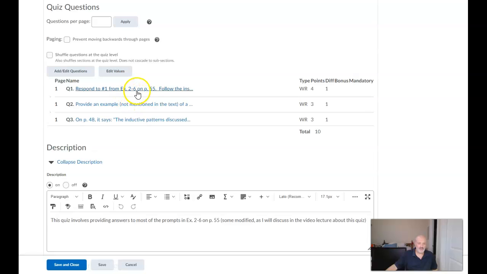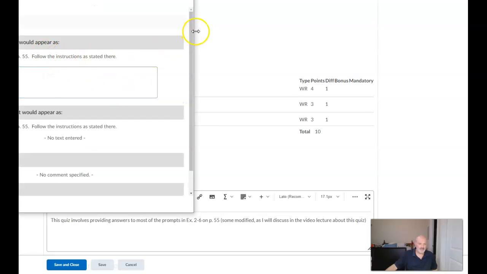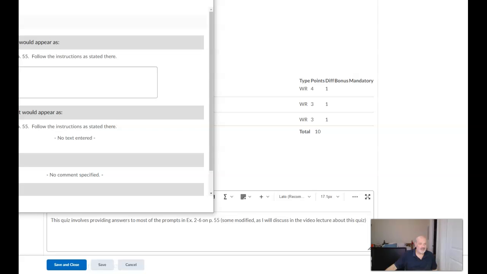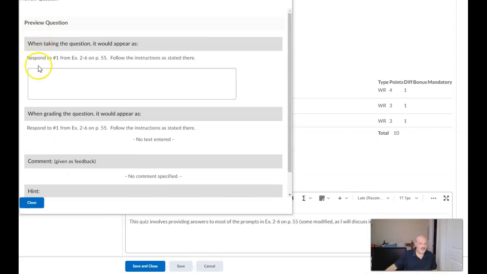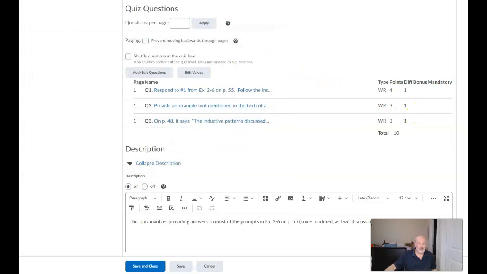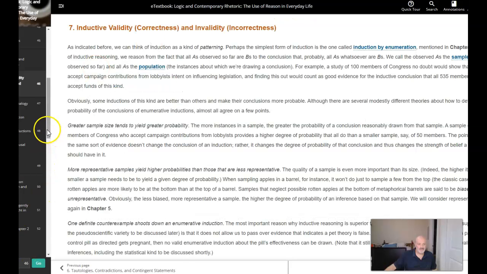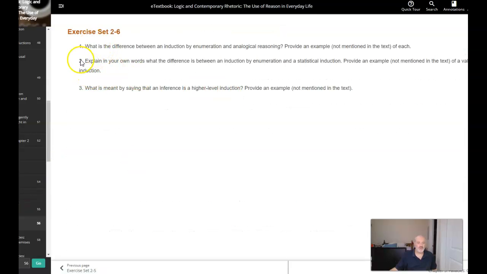So the very first question says, respond to number 1 from exercise 2-6 on page 55. So I'll take you to number 1. Number 1 says, what is the difference between an induction by enumeration and analogical reasoning? Provide an example not mentioned in the text of each.